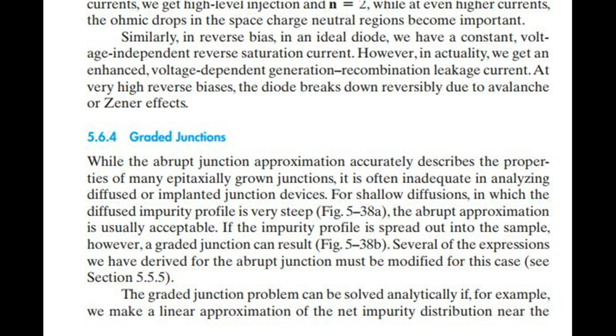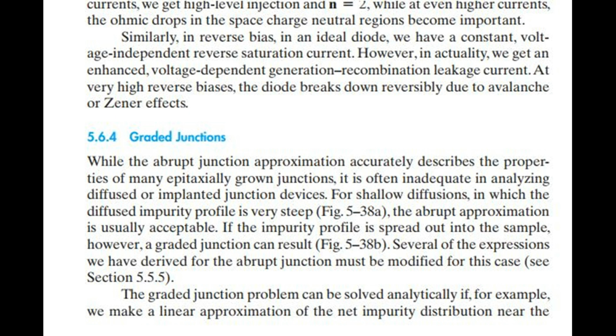At low current levels, we see the enhanced generation recombination current, leading to a higher diode ideality factor, N equal to 2. For moderate currents, we get ideal low-level injection and diffusion limited current, N equal 1. At higher currents, we get high-level injection and N equal 2, while at even higher currents, the ohmic drops in the space charge neutral regions become important.